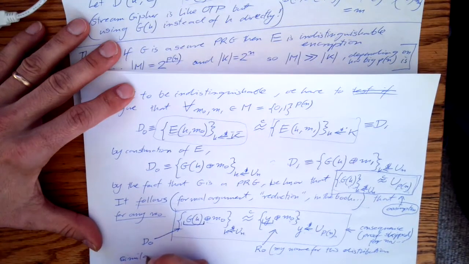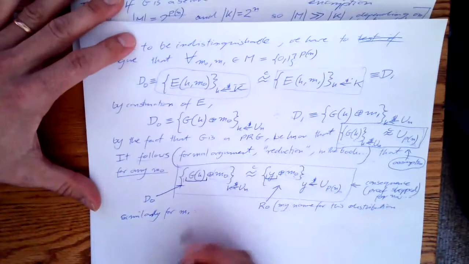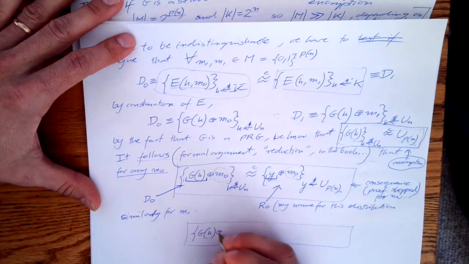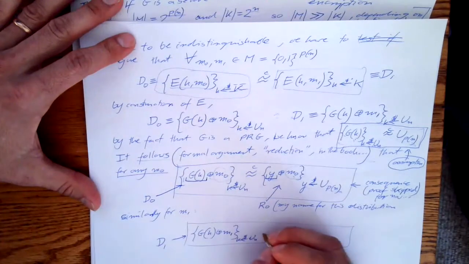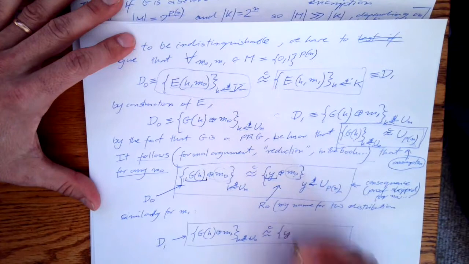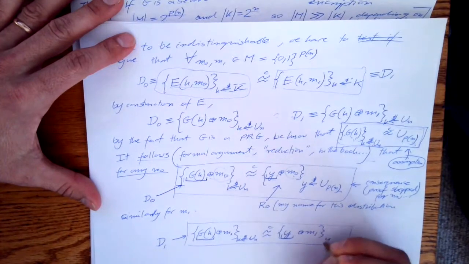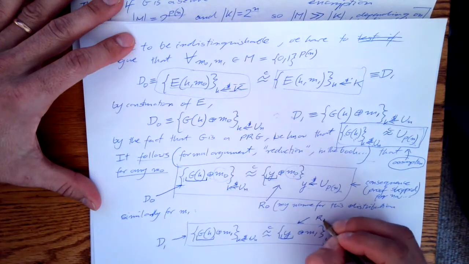Similarly, of course, for M1, because this argument really doesn't care what the value of M0 is, it will also be the case that the distribution that looks like this, G of K XOR M1, and this is the D1 distribution, is also indistinguishable from a truly random string XORed with M1. Okay, and let's call this distribution R1.